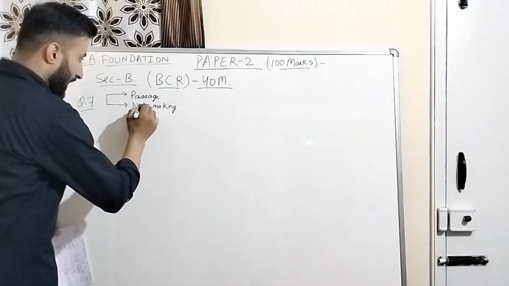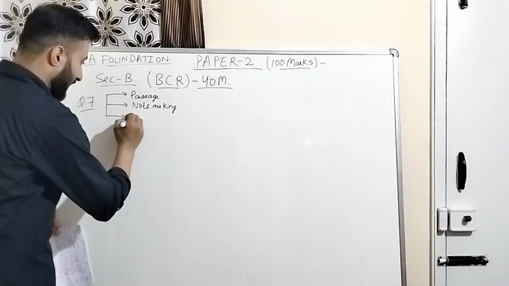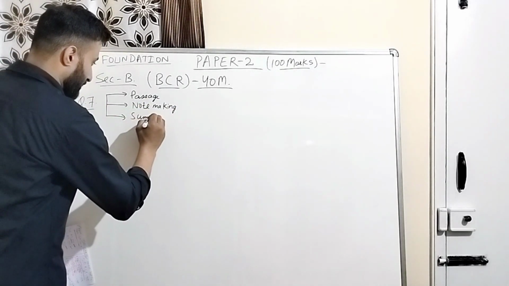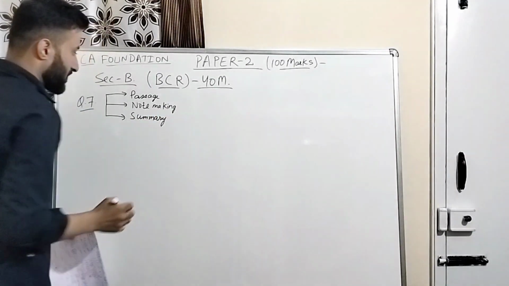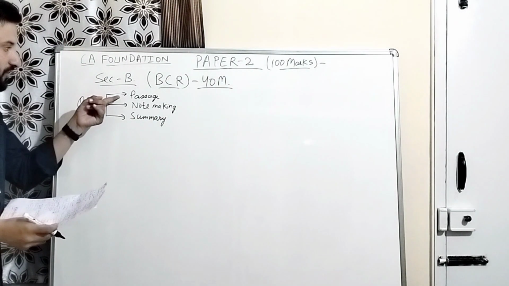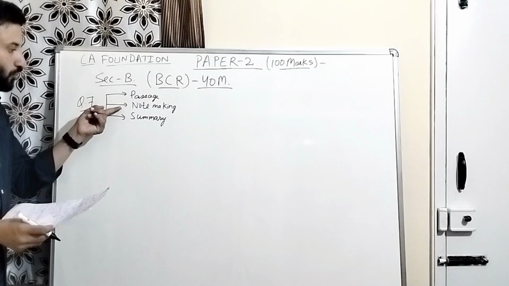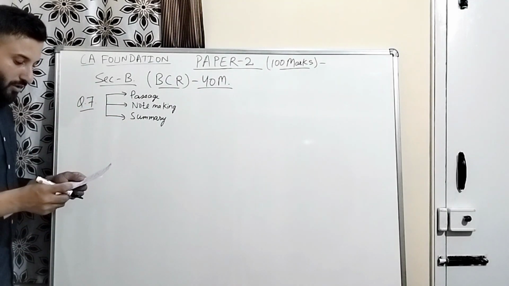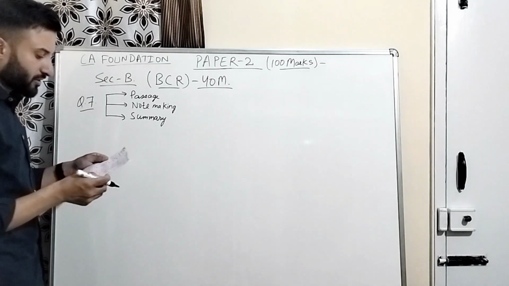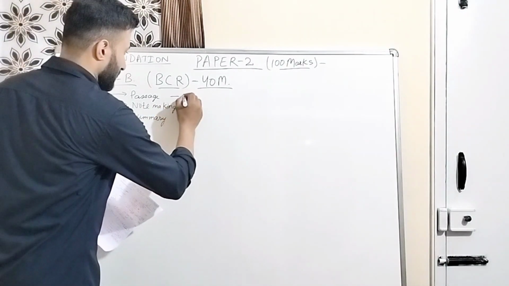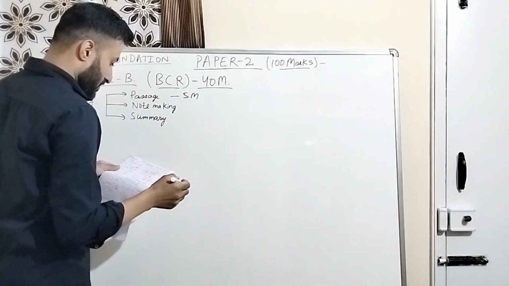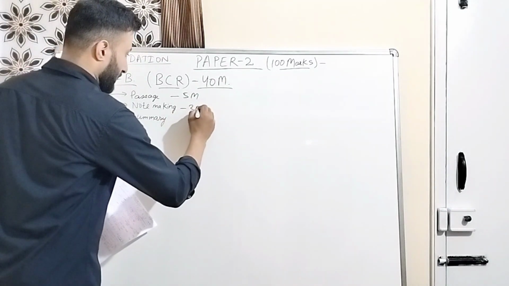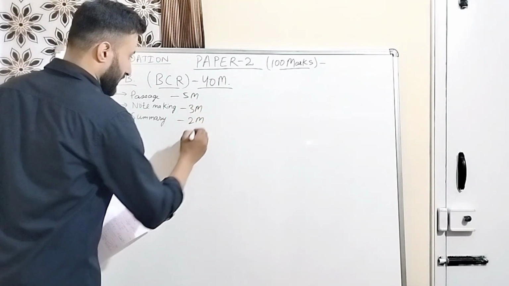Note making, and with that note making you have to write the summary. Okay, so question number 7 is three parts. First part is passage, next is note making. With that note making you have to write the summary. Okay, so this passage is of 5 marks, note making is of 3 marks, and 2 marks is for summary.